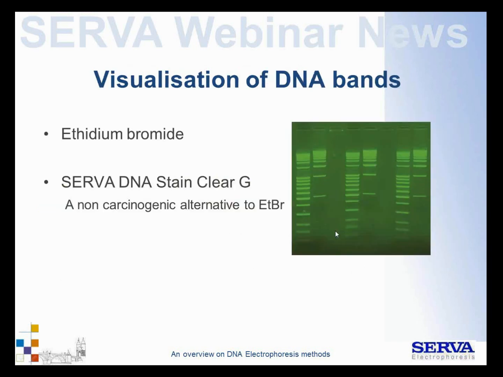Here you see a detection example with the SERVA DNA Stain Clear G. This is a non-intercalating dye, and therefore it's not carcinogenic, and the reason is it does not intercalate. It sticks to the phosphate groups of the molecules. So that's the way it works.